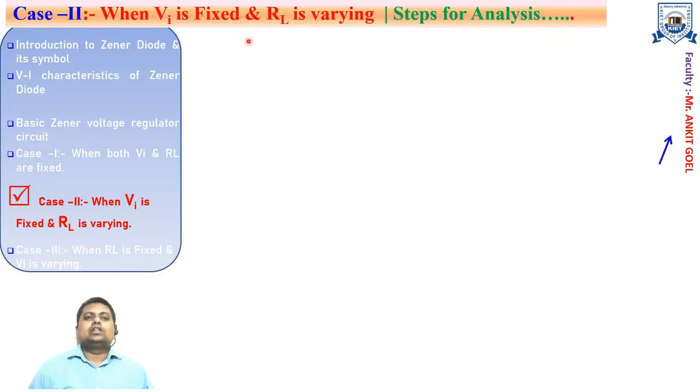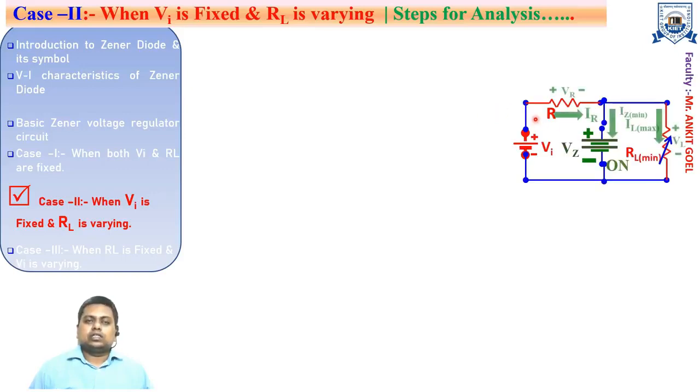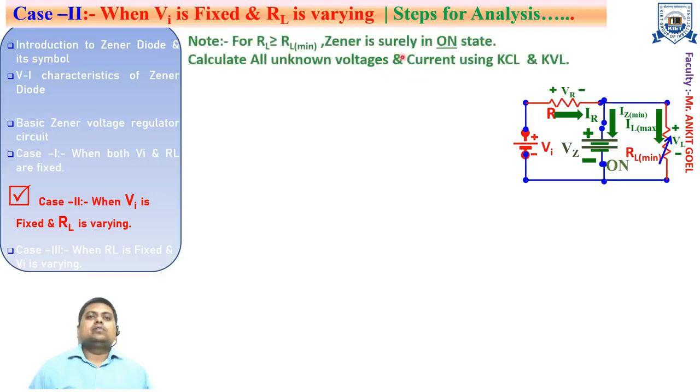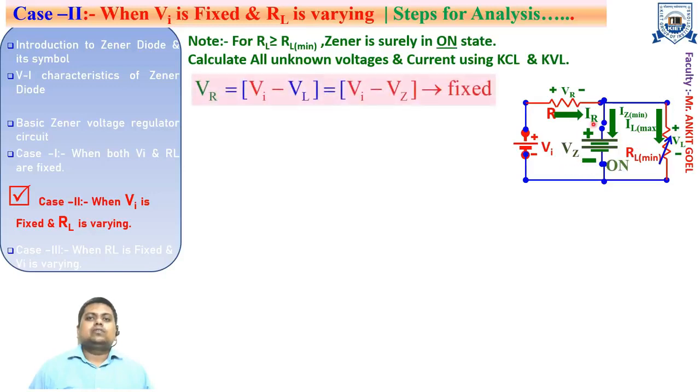So we have calculated the minimum value of the load resistance, RL minimum. It will make sure that for all values of load resistance more than this minimum value, RL minimum, the Zener diode will be in the on state. So we can easily calculate the other parameters by applying KVL and KCL. Let's find the voltage across the series resistance, that is VR. It is the difference between the input voltage and the load voltage. The load voltage is the same as the Zener voltage, so VR can be given as Vi minus Vz.